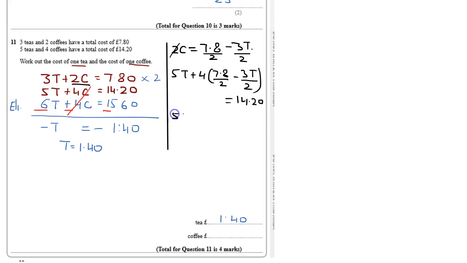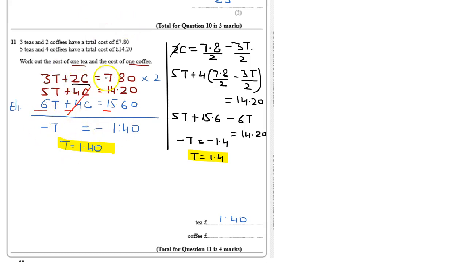So this is 5t, this is cancelled by 2, so 7.8 multiplied by 2 is 15.6, and minus 6t is equal to 14.2. Now 5t minus 6t is minus t. 14.2 minus 15.6 is minus 1.4. So t will be 1.4. So either you use this method or this method, you will get the value of t. This is the substitution method, and this is the elimination method.